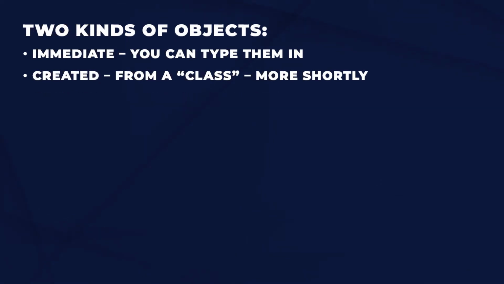There's a couple kinds of objects we'll talk about right off the bat, and that's an immediate object. And an immediate object is one you can type in. So if you type in 5, that's an integer object. And then there's objects that are created from a class, which we'll get into. So when you create your customer object, you'll create a class that says basically the definition of that object. But other things like numbers and strings, you can simply type in.